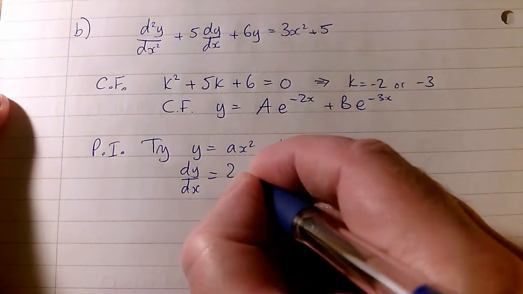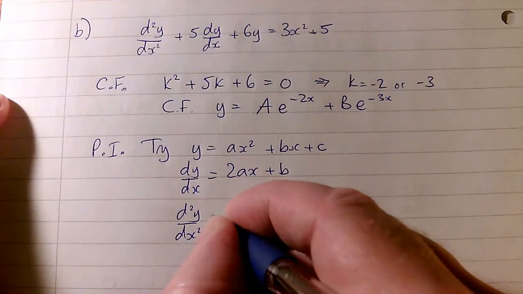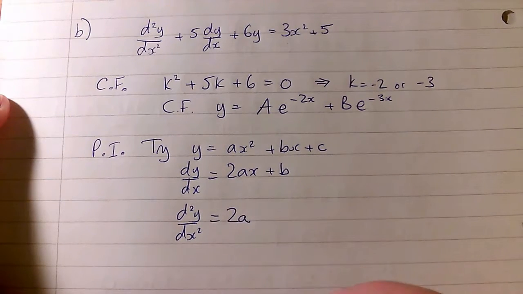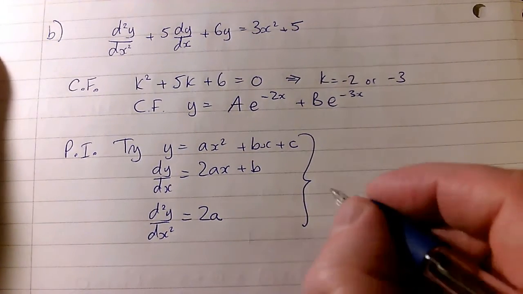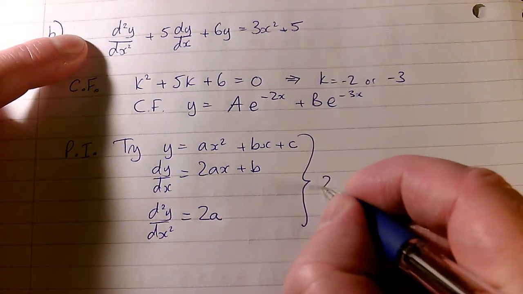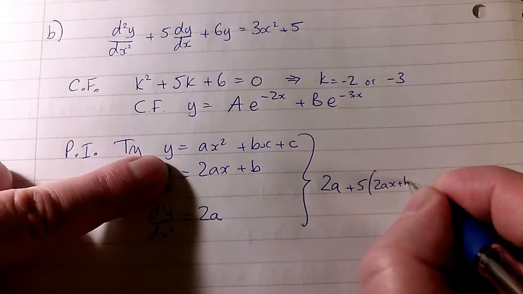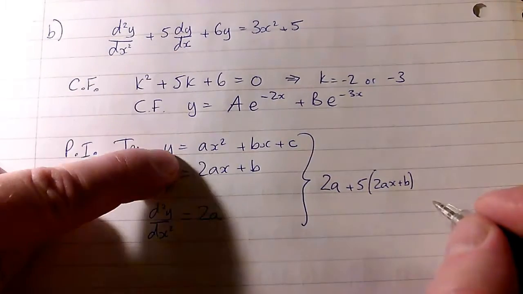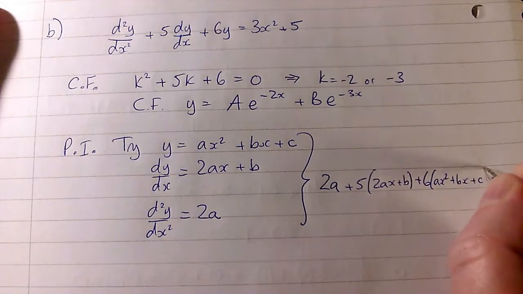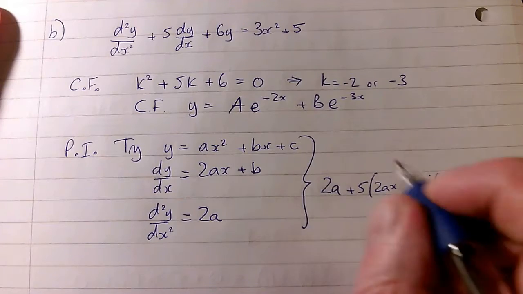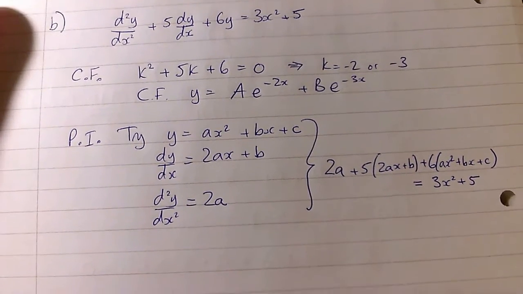Dy by dx equals 2ax plus b, and again d2y by dx squared equals 2a, and we substitute all of those things into the differential equation, which is going to give us that d2y by dx squared, 2a plus 5 times this one, 2ax plus b, plus 6 times the top one, ax squared plus bx plus c, that all adds up to, right hand side is 3x squared plus 5. And then we're just going to compare coefficients.